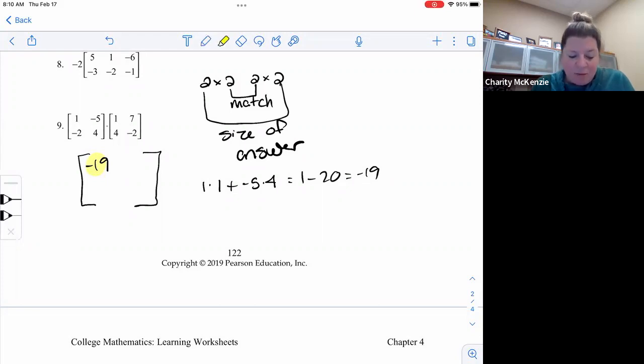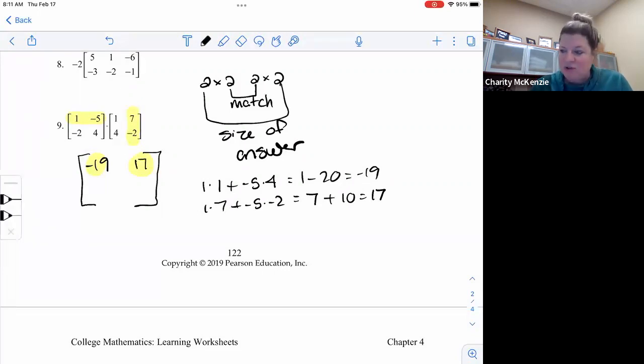So then we're going to go row against the second column to get this solution right here. So let's do that. So we'll go 1 times 7 plus -5 times -2. So 1 times 7 is 7. A negative times a negative is a positive 10. So I got 17.